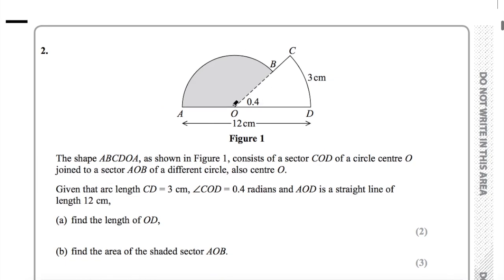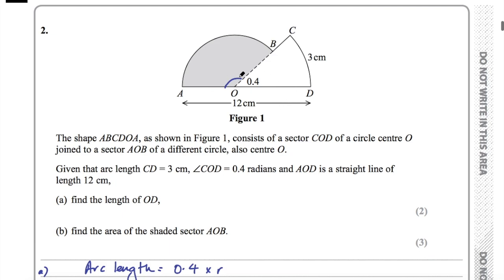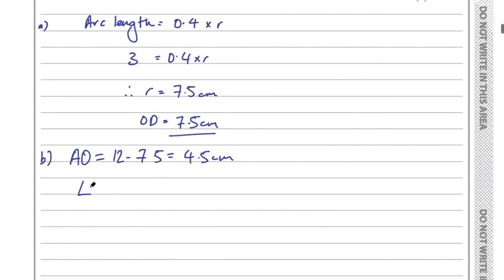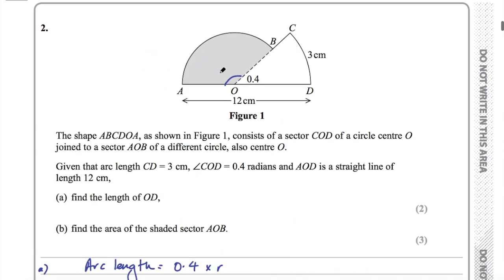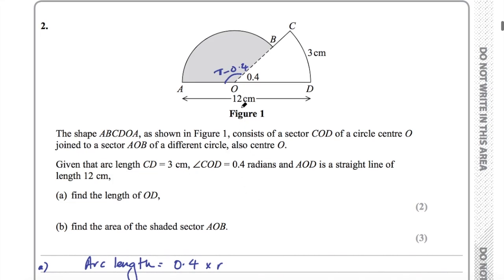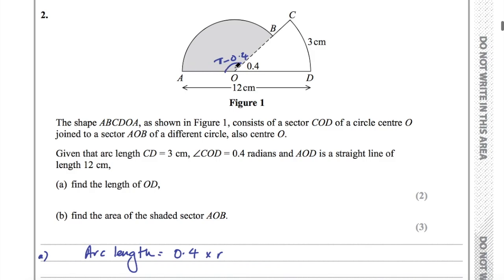The other thing I can work out is this angle in here. So we know that if we're talking in radians, the angles on a straight line equals pi. In GCSEs we would say 180 degrees, but if we're talking about radians, that will be pi radians on a straight line. So that angle AOB will be pi minus 0.4. So this one, pi minus 0.4. And now I have the radius AO and the angle.